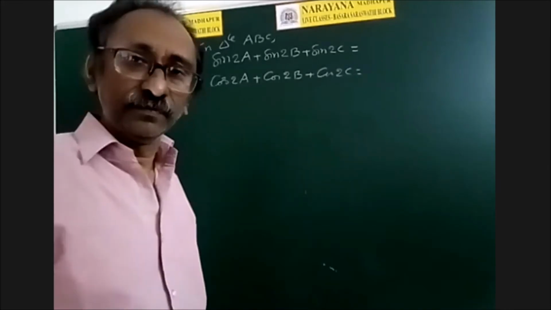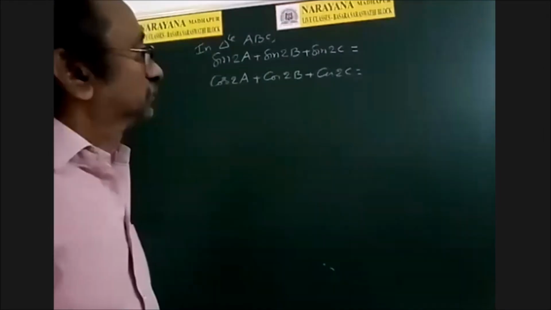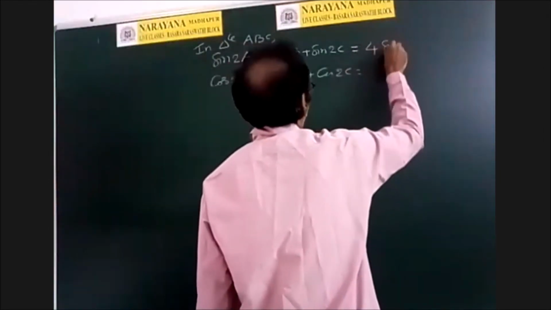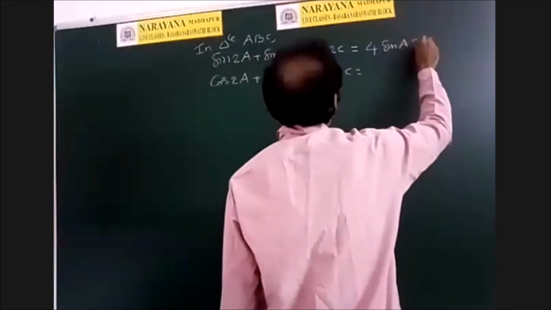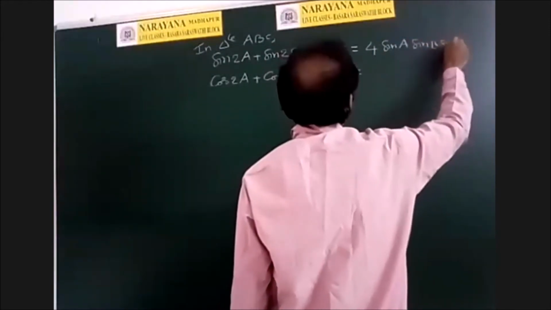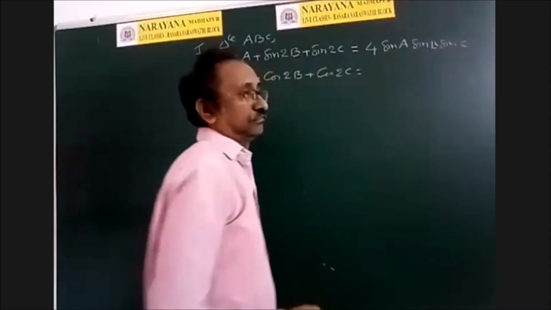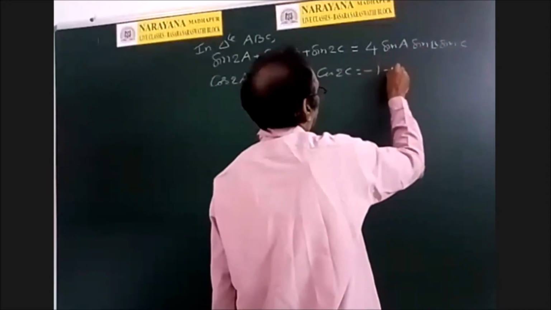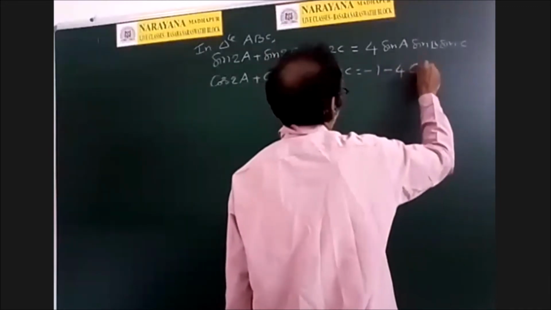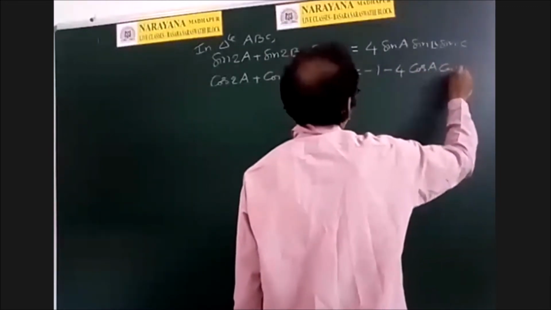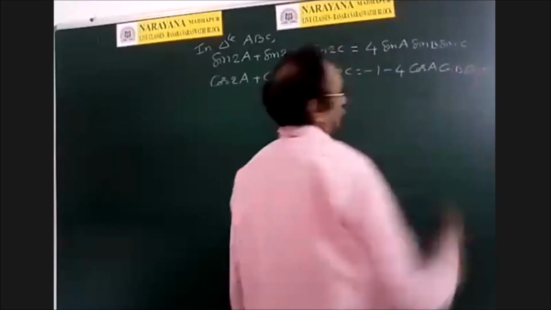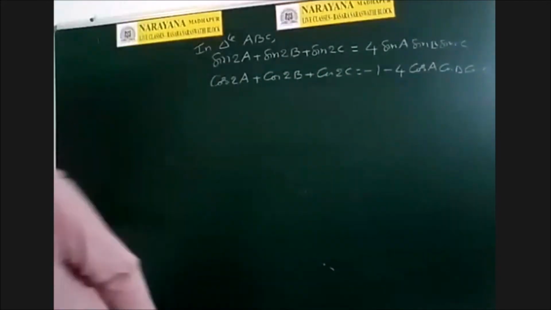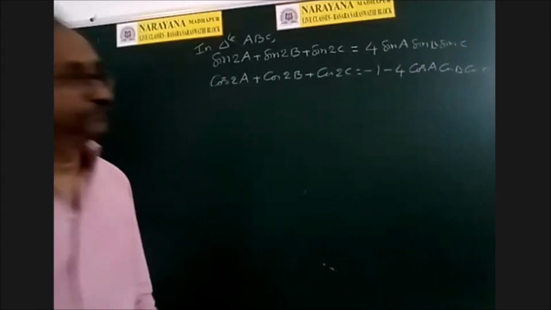Sir, for the first one it is 4 sin A sin B sin C, and for the second one it is -1 -4 cos A cos B cos C. So very good. Now these two are the results. Now we will do a problem.